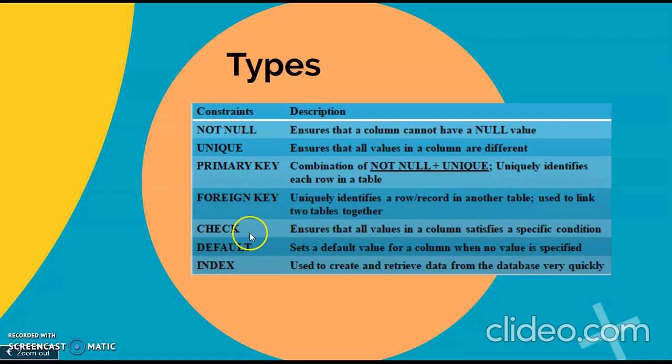Next, we have check. It ensures that all values in the column satisfy a specific condition. Default sets a default value for a column when no value is specified. When I don't know the exact value of a particular row or column, I'll use a default value so that no useless information is entered. Last, we have the index constraint. It is used to create and retrieve data from the database quickly.